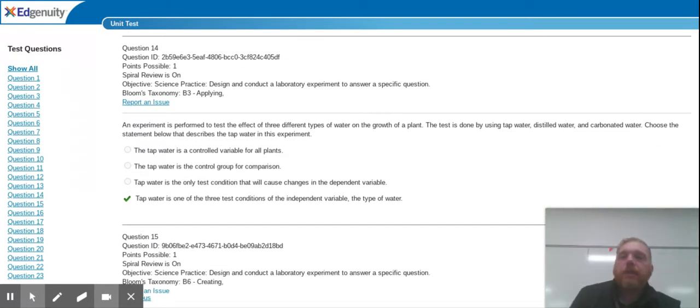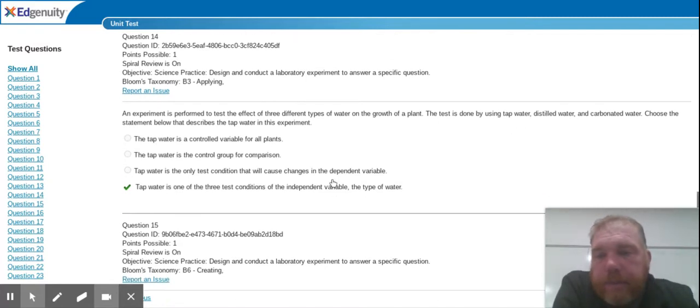Okay, question 14. An experiment is performed to test the effect of 3 different types of water on the growth of a plant. Choose a statement below that describes the tap water in this experiment. All right, so the test was done with tap water, distilled, and carbonated water. So it's asking about the tap water. So the tap water is one of the 3 test conditions, meaning tap water, distilled water, carbonated water.